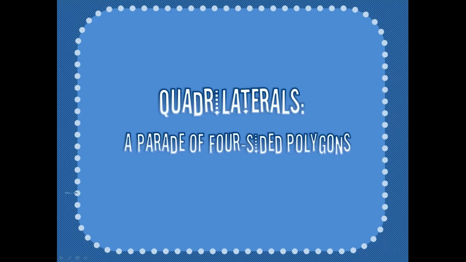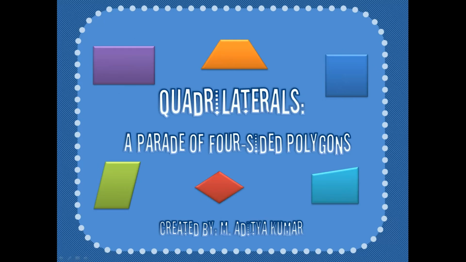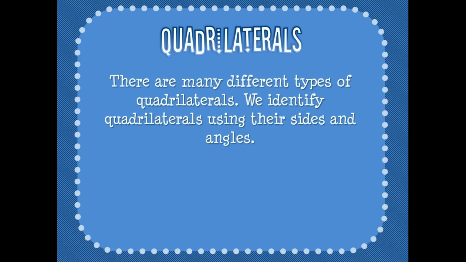In this lesson, we are going to know about quadrilaterals, a pair of four-sided polygons. We are going to know about the different types of quadrilaterals. There are many different types of quadrilaterals. We identify quadrilaterals using their sides and angles. Look here, it is a side and this is an angle.